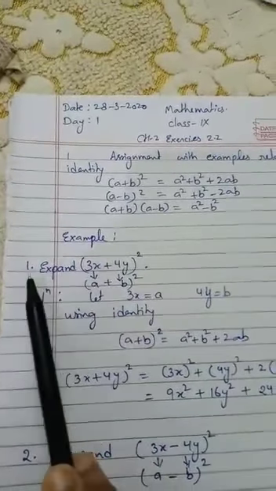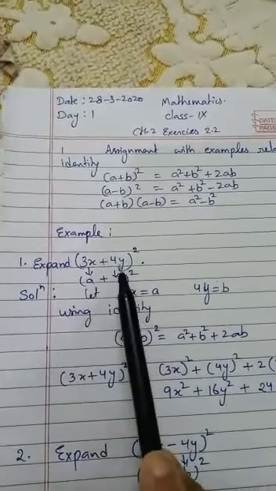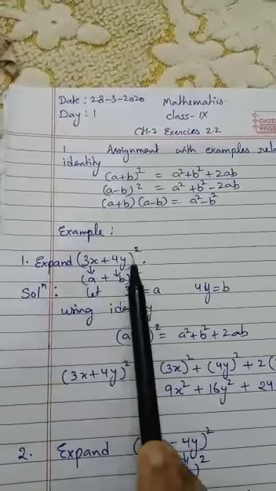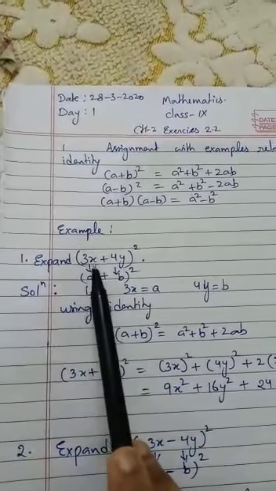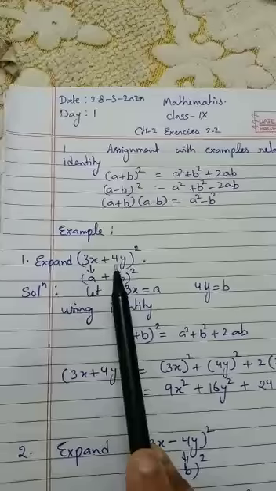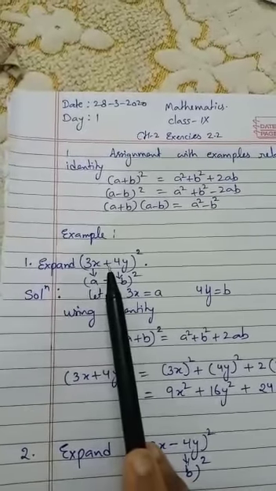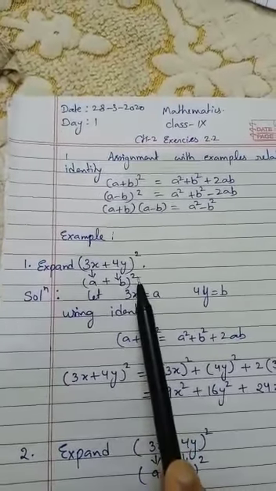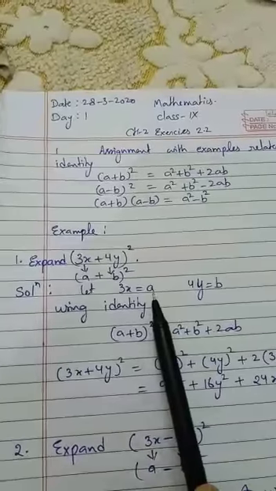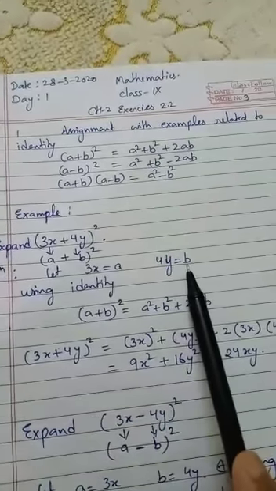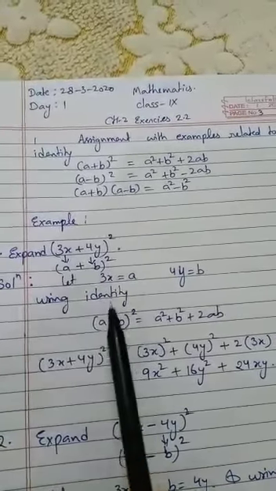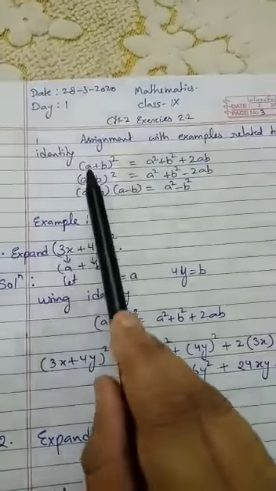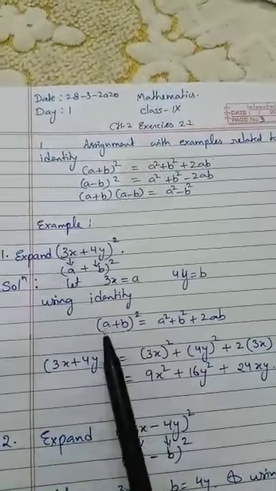Example: suppose we are having the question, expand (3x plus 4y) whole square. This is the question you will be getting in the examination. In this identity, what we have to do, just take this 3x as a, this 4y as b, take this plus sign as it is, this bracket as it is, this whole square as it is. So let us take 3x is equal to a and 4y is equal to b. So which identity should we use here? See there, (a plus b) whole square. So the first identity we will use here.